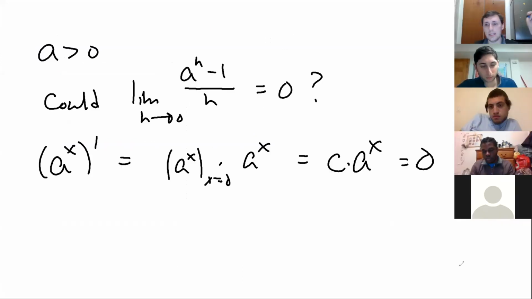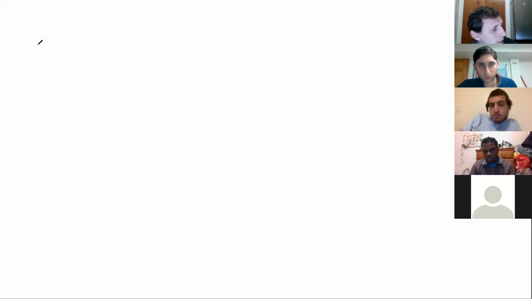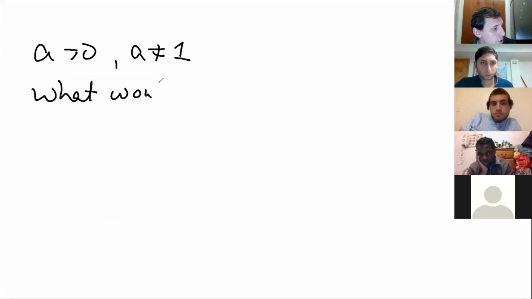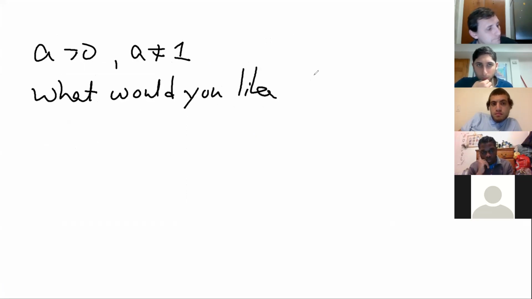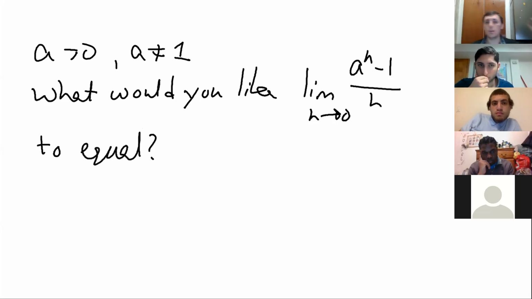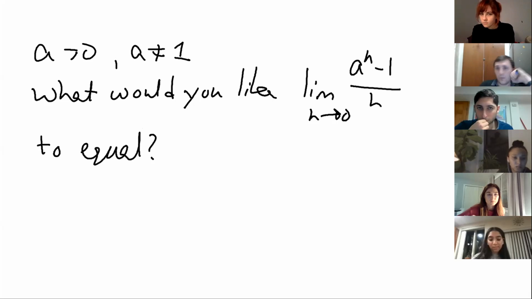So my next question is this, guys. We have a bigger than 0, and of course a not equal to 1, I should have mentioned. What would you like the limit as h goes to 0 of (a^h - 1) divided by h to equal? Question clear? So instead of actually finding what it equals, I'm asking you what would you like it to equal?